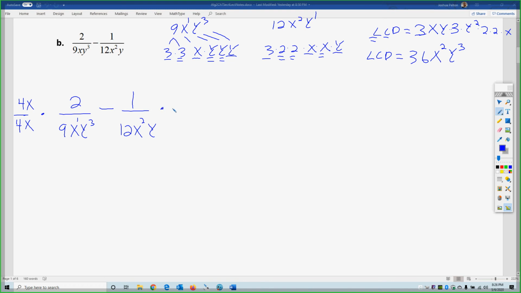On the other hand, the 12 needs to be a 36. I need to multiply by a 3. I need x squared y cubed, so I already have my x squared, but I only have y to the 1. But I need 2 more y's.